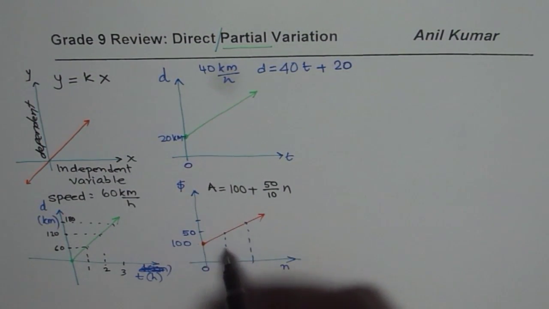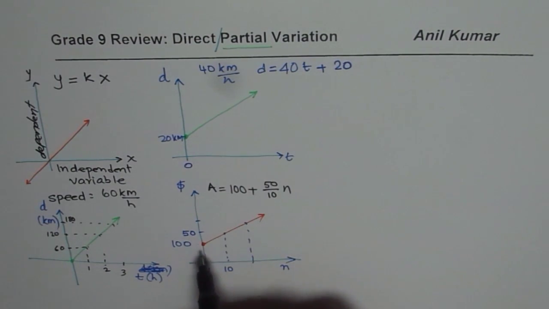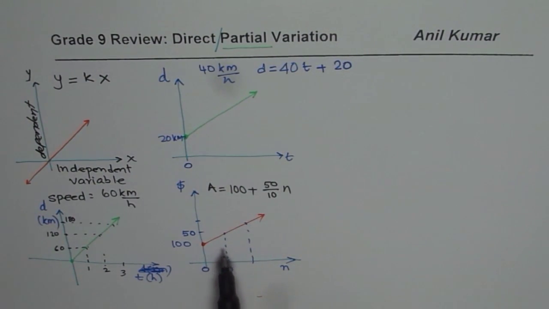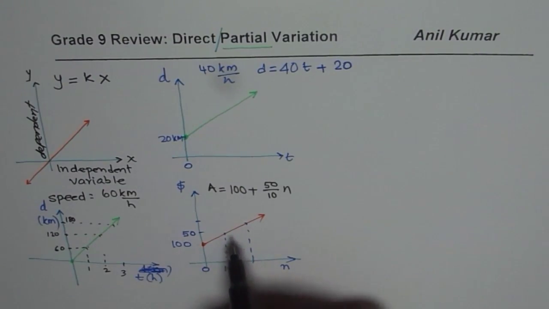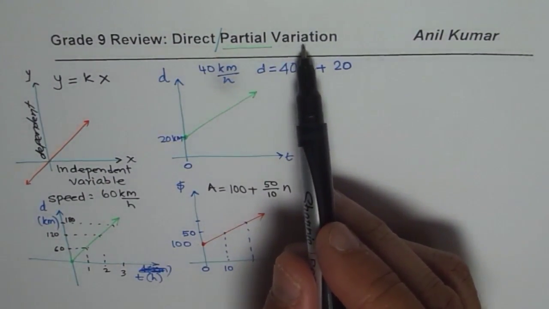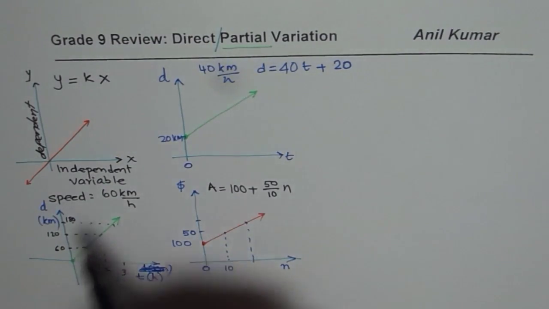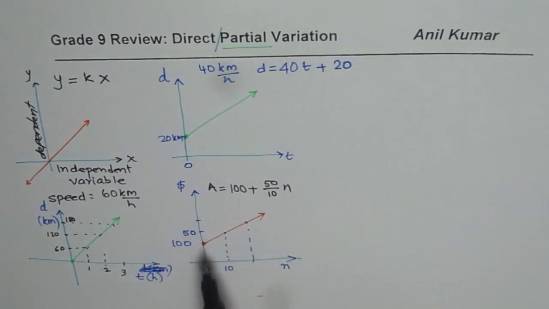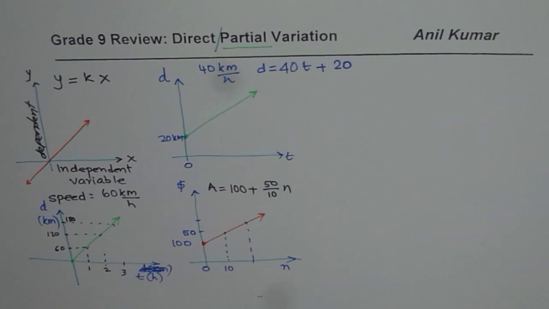Now in these graphs, you will notice that when it is partial variation, they don't start from the origin. But the important thing here is that the graph is represented by a straight line, and therefore it is a direct or a partial variation. If it starts from the origin, it is direct variation. If it does not cross the origin, then it is not a direct variation but a partial variation.